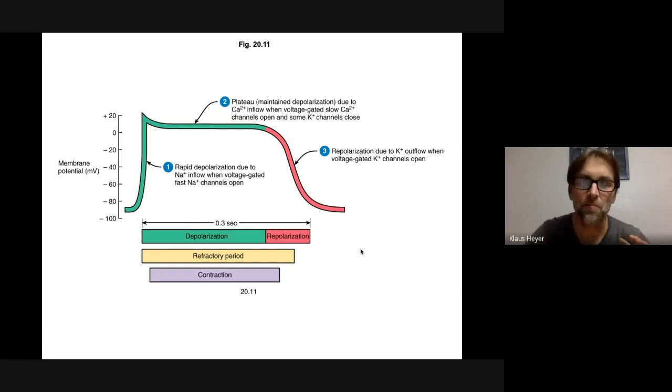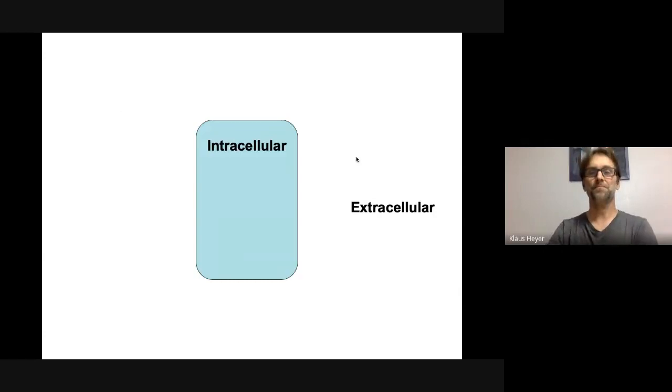So I'd like to talk about what makes the cells contract. What makes them contract? There are different stages. I'm going to go to another slide to explain this one. As you see here, we have these terms: depolarization, plateau, and repolarization. So depolarization is, well, let me show you.